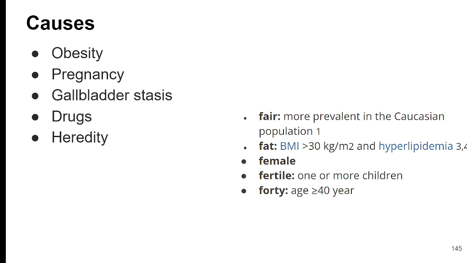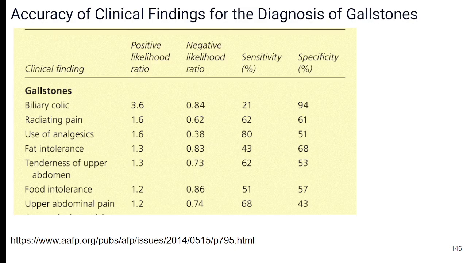Females, and particularly fertile females, where the female has more than one child, because during pregnancy the motility of the gallbladder will be affected, so the stone formation risks are higher. Age of 40 is also considered a high-incidence age. Now, accurate clinical findings for diagnosis of gallstones.